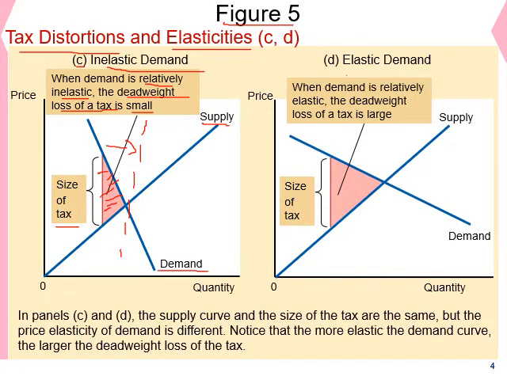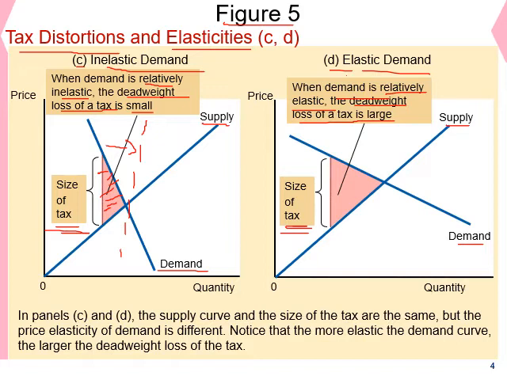On the other end, in panel D, the demand is elastic. When the demand is relatively elastic, the deadweight loss of a tax is large. Given the supply curve and the same size of the tax, you can see the size of the tax is the same in both cases. The demand curve is elastic.